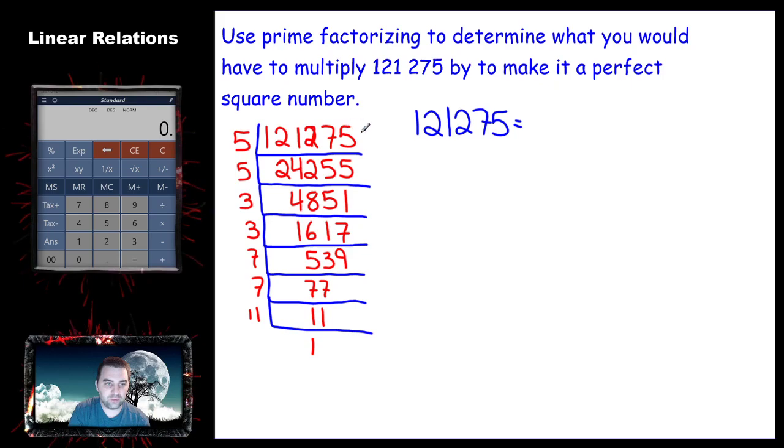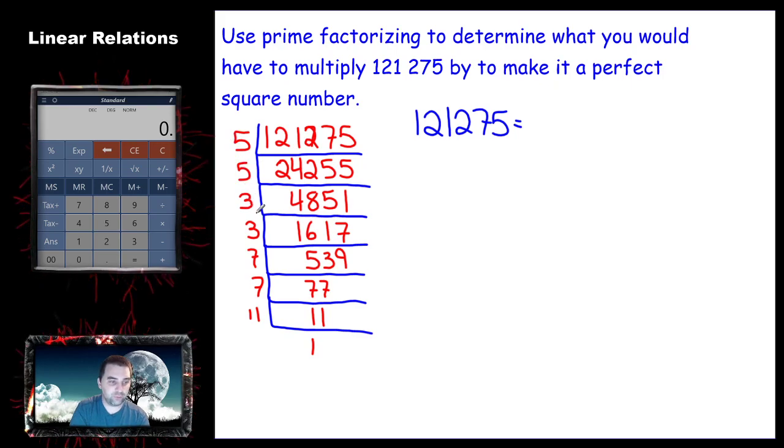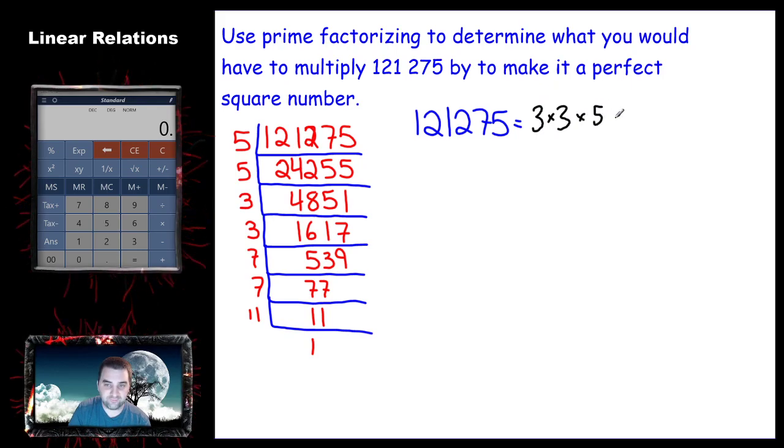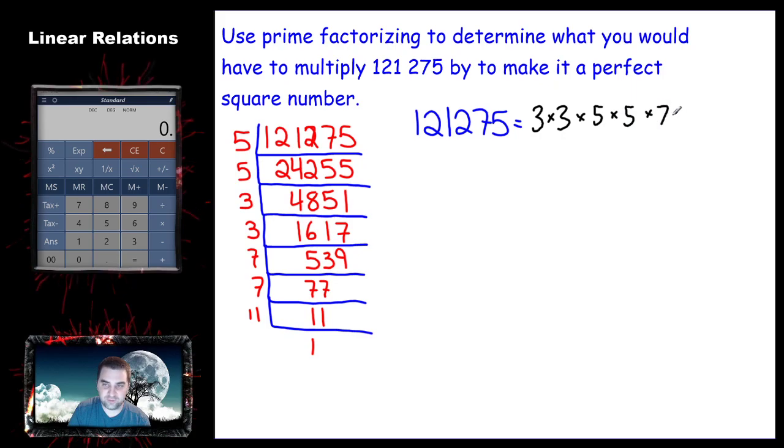So 121,275, if you prime factorize that in whatever method you want, it's going to break down to 5, 5, 3, 3, 7, 7, and 11. So I'll write those all here in ascending order. 3 times 3 times 5 times 5 times 7 times 7 times 11.